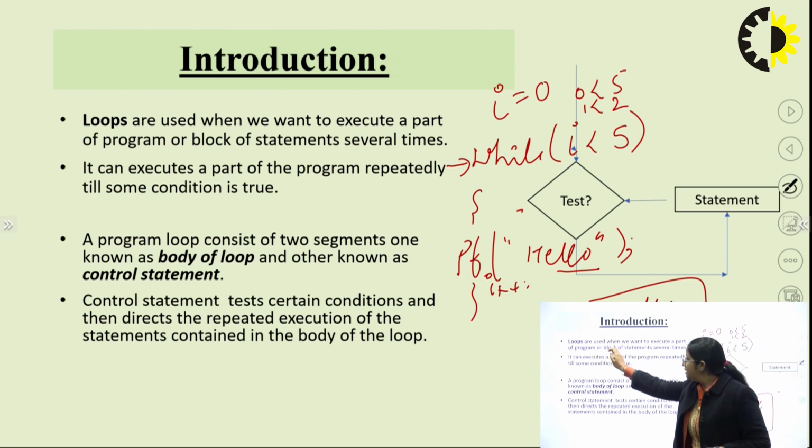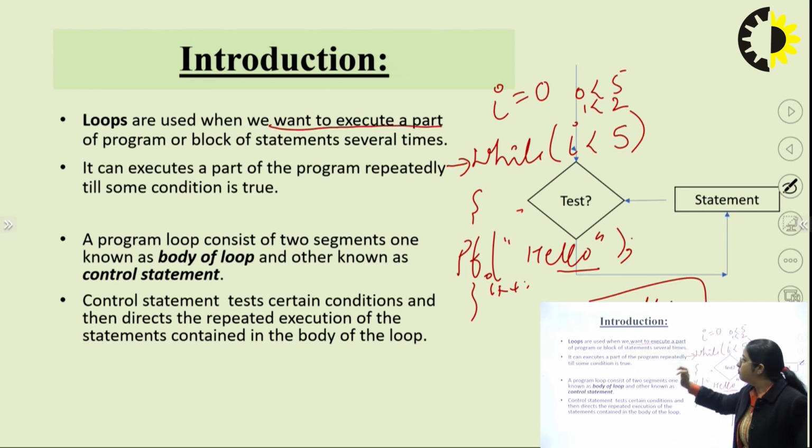A loop is basically used when we want to execute a part of a program or a block of statements several times. That means we are executing this printf statement 5 times, but we are not writing the printf statement 5 times. We write it only a single time, and then we repeat it again and again within this loop. So basically this is the concept of a loop.